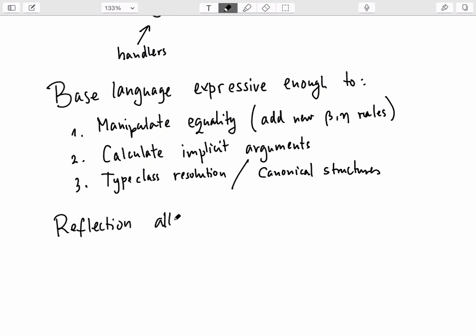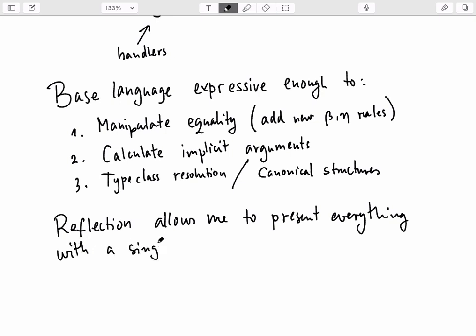Reflection allows me to present everything with a single judgment, with a single kind of judgment. Sort.